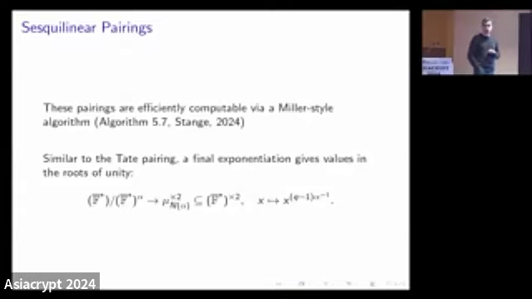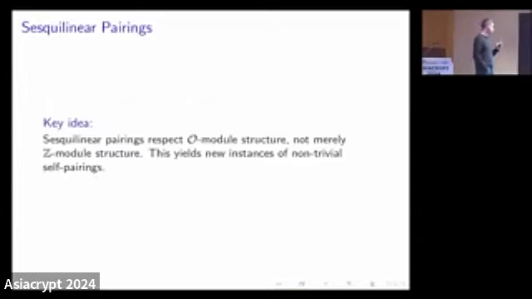So I should note these pairings are efficiently computable via a Miller-style algorithm. The details are in the paper of Stang that I mentioned earlier. And oftentimes, as one would do with the Tate pairing, you can come up with a sort of reduced version of this pairing so that your values actually are in the roots of unity. So you can apply this final exponentiation. Now, the key idea behind all of this construction is that these sesquilinear pairings respect the O module structure of these torsion subgroups, not merely their Z module structure. And so this is what yields new instances of some non-trivial self-pairings.